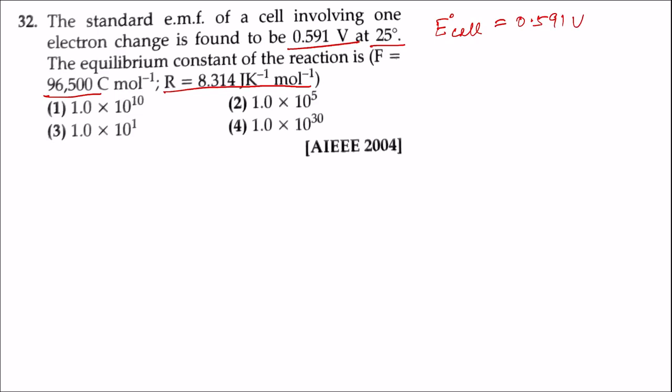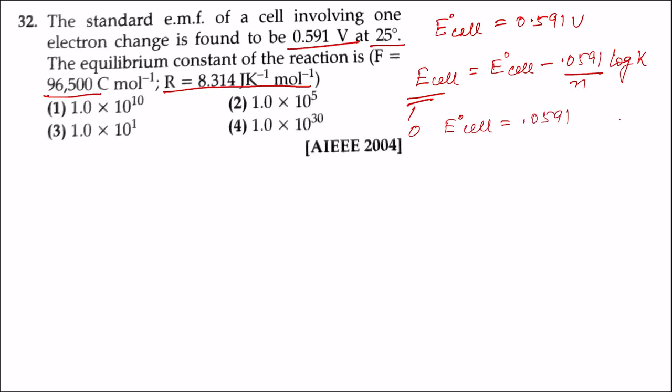The formula to be used: E cell is equal to E naught cell minus 0.0591 by n log K. Here K is the equilibrium constant. Now at equilibrium, E cell will be 0. So this equation becomes E naught cell is equal to 0.0591 by n log K.